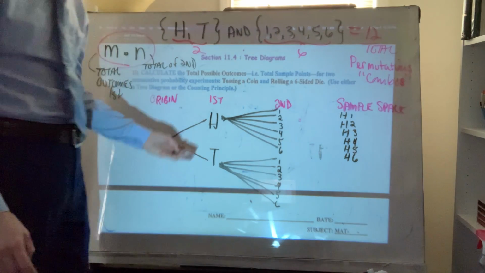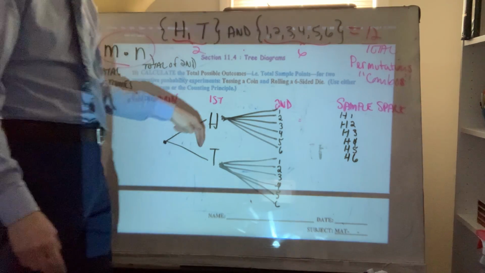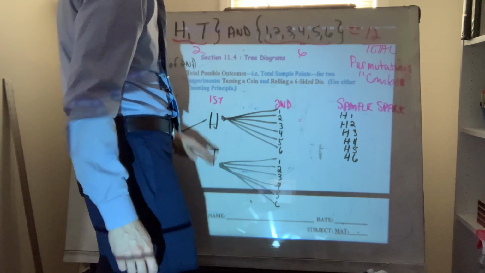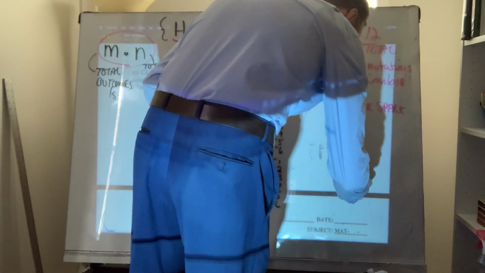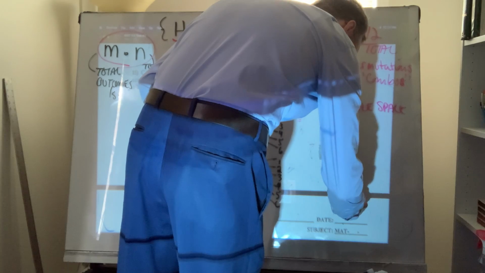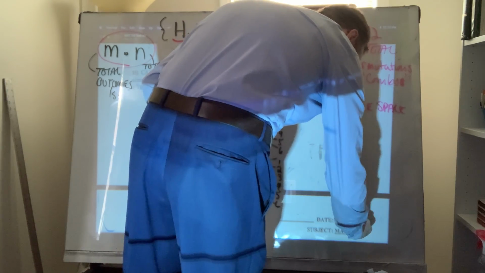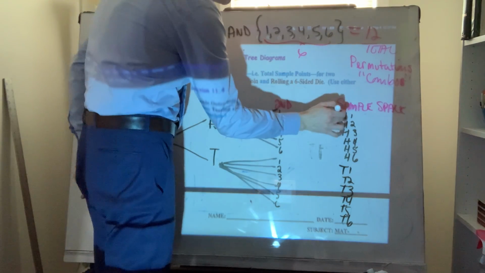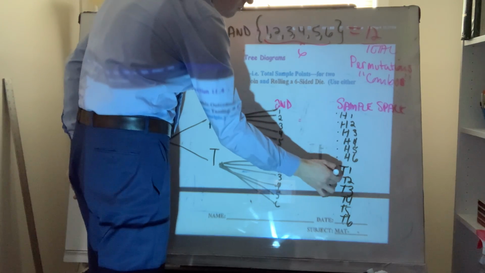And then you do, assuming you start with tails, tails and then a 1, tails and then a 2, tails and then a 3. So you have T1 and T2, great movie, T3, T4, T5, T6. How many points are there total?